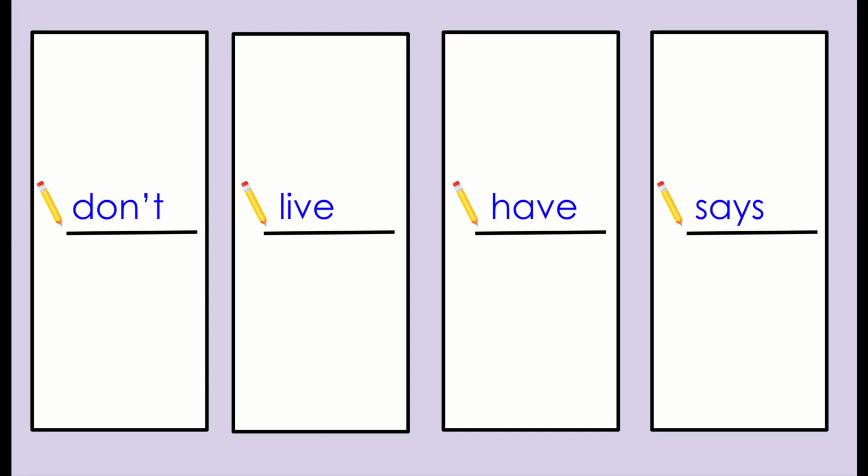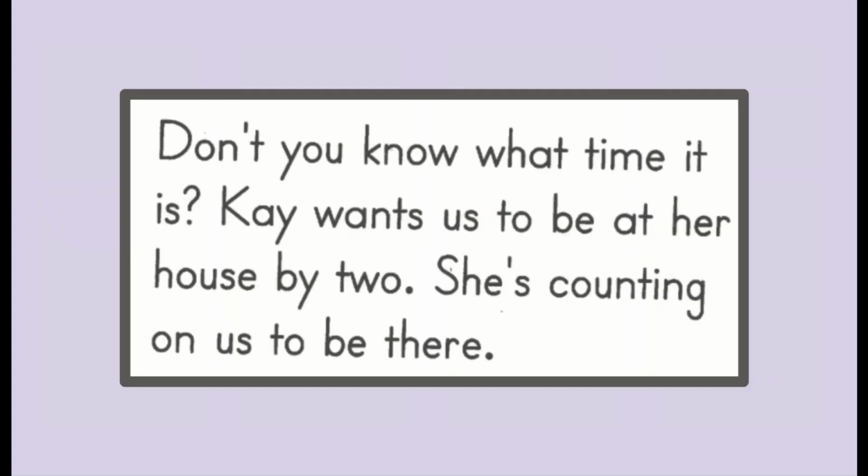Now let's check your spelling. The first word was don't, our new word. DON apostrophe T, don't. The next word, live or live, LIVE, live or live. The next word, have, HAVE, have. And the last word, says, SAYS, says. Now let's practice reading these sentences. I'll give you just a moment to practice by yourself first.